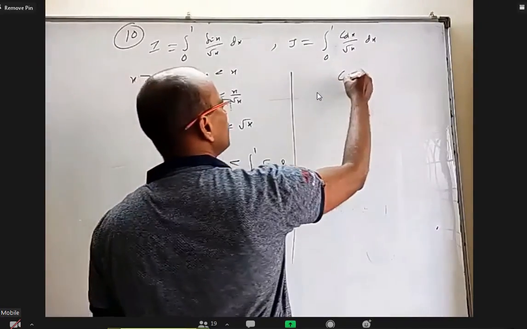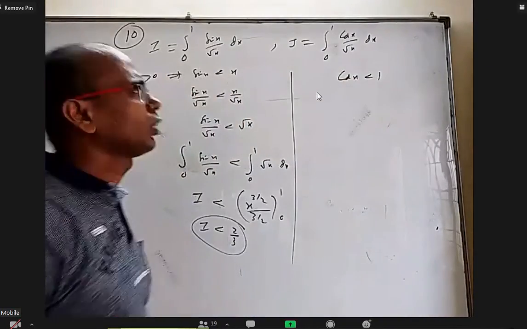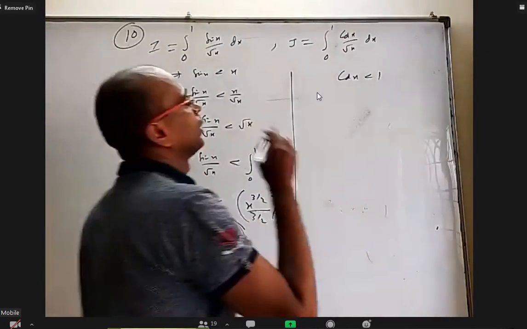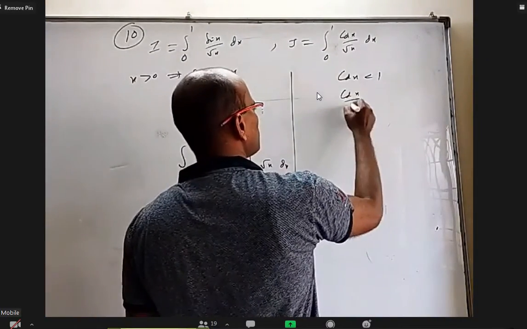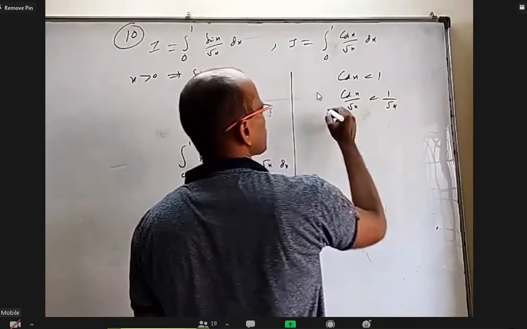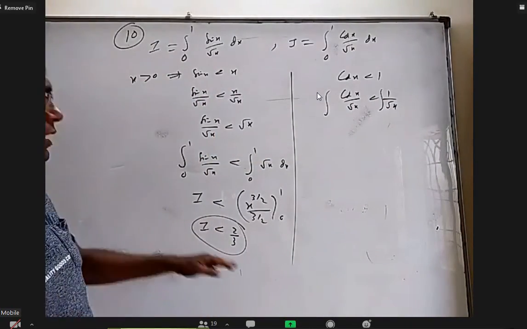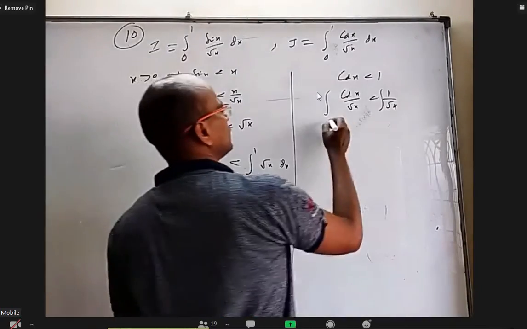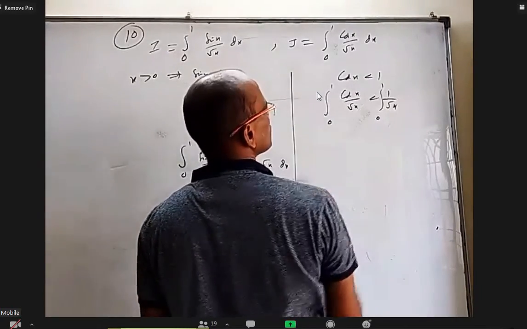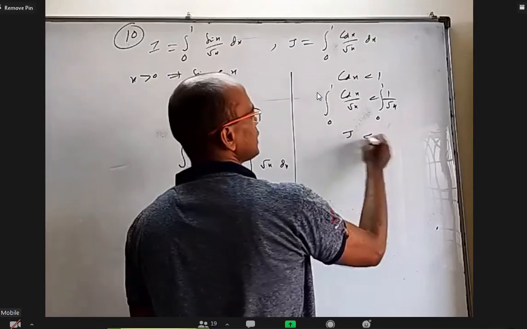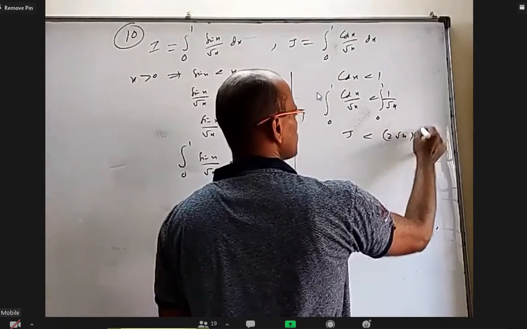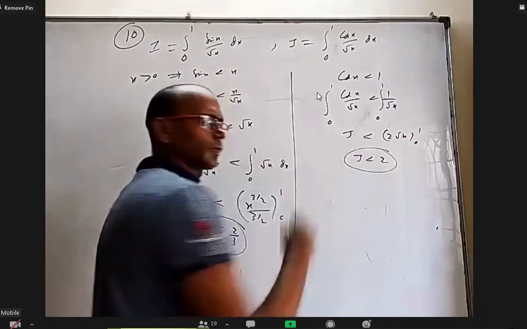Coming to J, we only know cos x is less than 1. Okay. So cos x by root x is less than 1 by root x. Even this is also less than 2, but it is much less than 2 by 3. This is 0 to 1, I can do it. This is J less than 2 root x from 0 to 1, J less than 2.